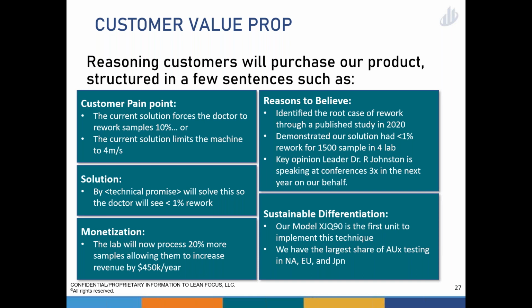Or if you have a factory, what is the pain point that you're answering? It shouldn't be that your product is better or somehow newer. That's not a pain point. How does your solution do that? So how will my technical promise, how is it that this product is going to accomplish those things?